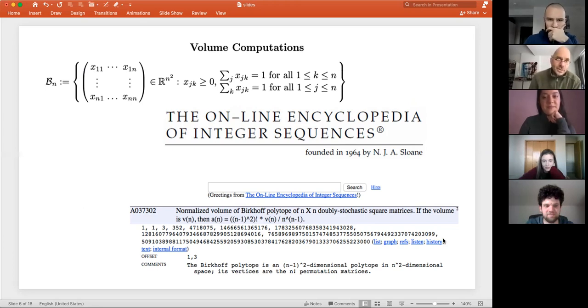So this is: take n by n matrices with non-negative real entries, such that each row and each column sums to 1. So they're called doubly stochastic for a reason. You can realize that that's a polytope. It's a famous polytope. It's called the Birkhoff-von Neumann polytope.